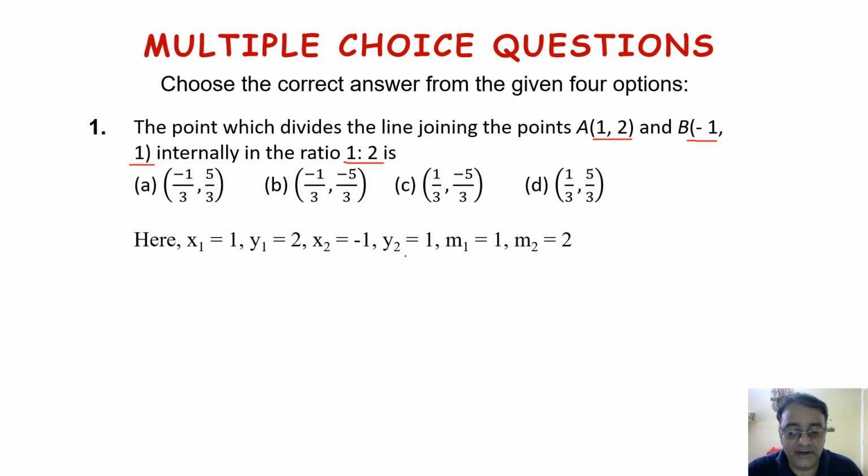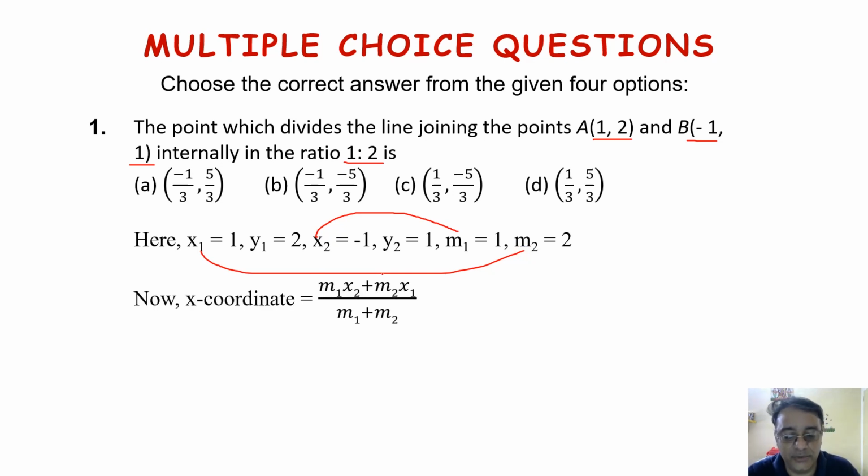Right. So we'll write the formula for the x coordinate: m1 x2 plus m2 x1 upon m1 plus m2. So this is the x coordinate formula. So here, look, 1 into -1 plus 2 into 1 upon 1 plus 2. This step is clear? Yes. Okay, so this will be -1 plus 2 upon 3. So what is the final answer? 1 by 3, right.